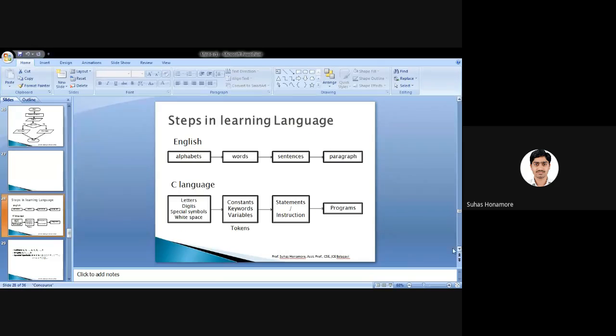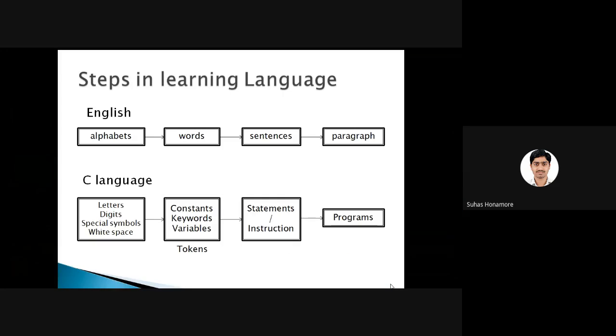So in the last class we started with what all things we study before starting any language. Like in English we had letters, or alphabets. Then words, which are a collection of alphabets, and a collection of words together is a sentence, and a collection of sentences together is a paragraph. So like that we have studied in the English language. The same thing we are following here in C language also.